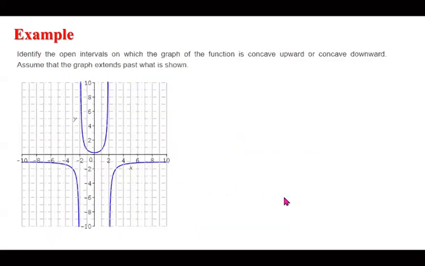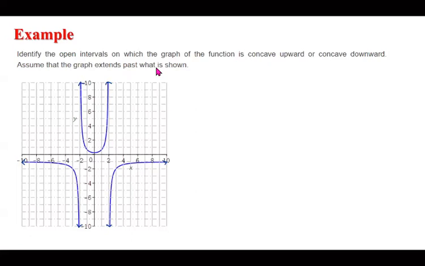Now, time for example 5. Identify the open interval on which the graph of the function is concave upward or concave downward. Assume that the graph extends past what is shown. Meaning of that is you can put the arrows at the end of these graphs, so that you know that the graph continues forever, like that.